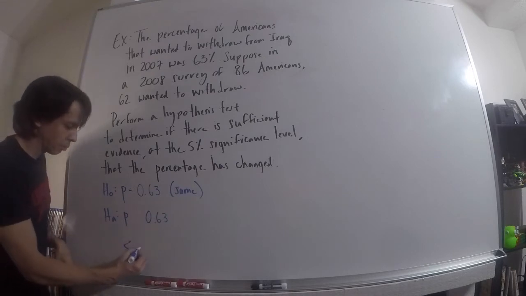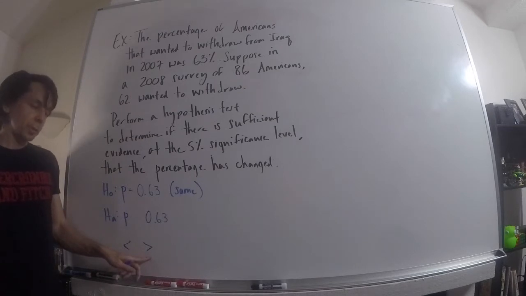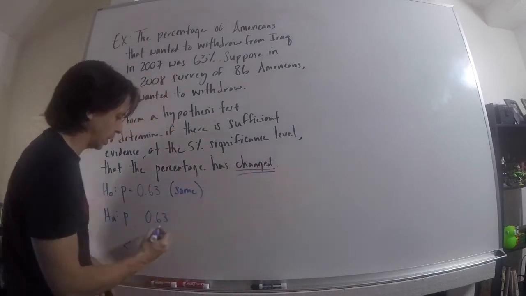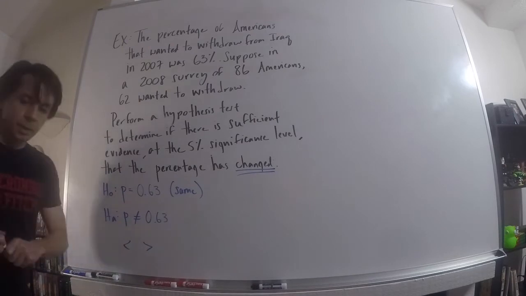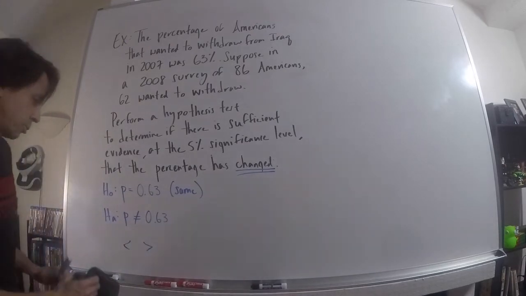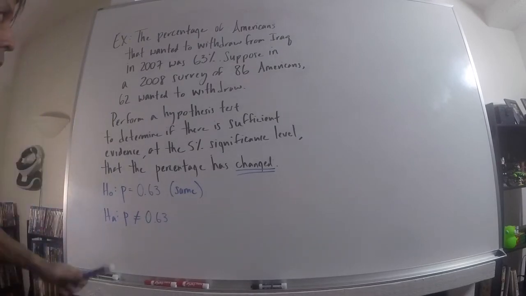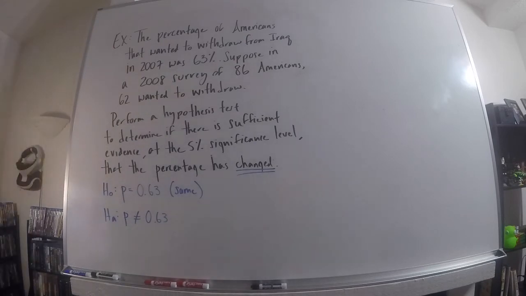It's just a matter of whether we're doing a left tail test to see if it's under 63%, a right tail test if we think it's increased from 63% to a higher value, or, and you've got to read, this time it has changed. This is the first time we're having a not equal to. That makes it a two-tailed test. We don't care if it's gone up or gone down. We just want to see if it's different from or has changed from the 63%.